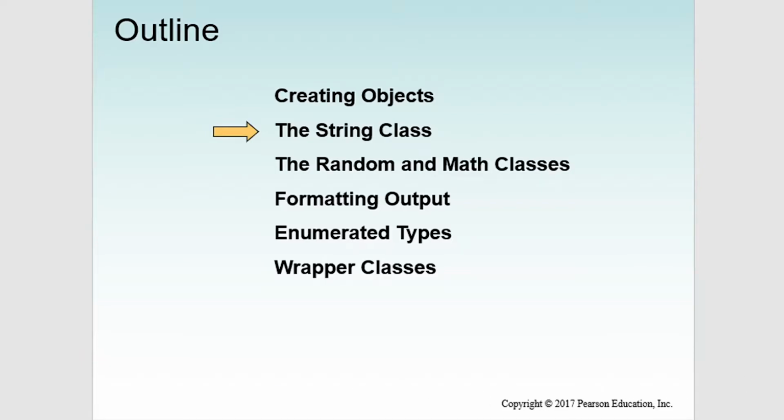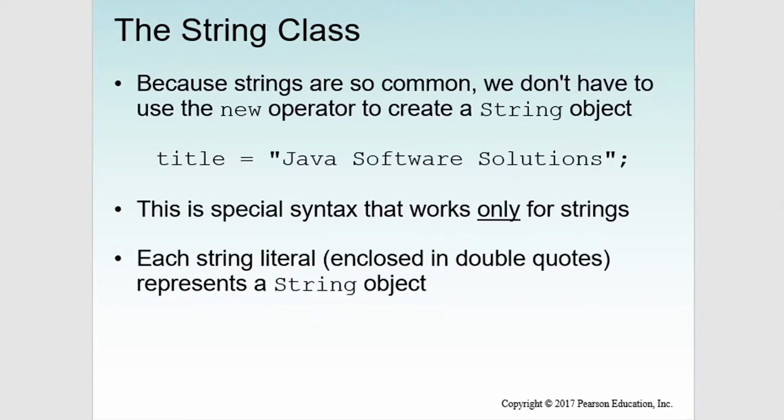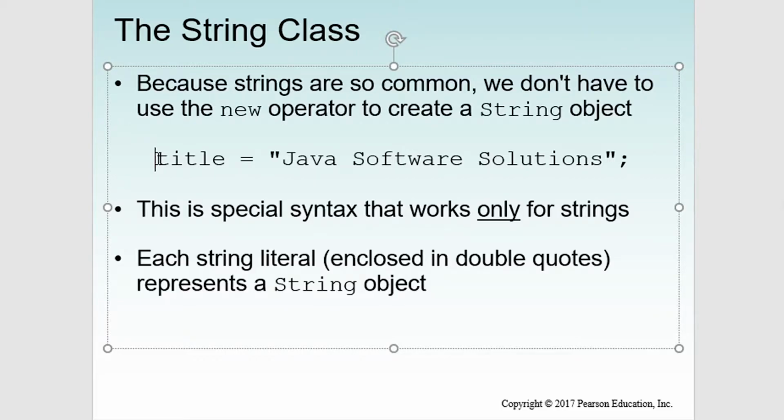the string class. Because strings are so common, we do not have to use the new operator to create a string object. This is a special syntax that only works for strings. So whenever we instantiate a string object, we just use the double quotes and then put the characters that we want inside of the string. And this is the same thing as using the new operator. Now this only works for strings. It's just a special syntax that Java created specifically for strings.